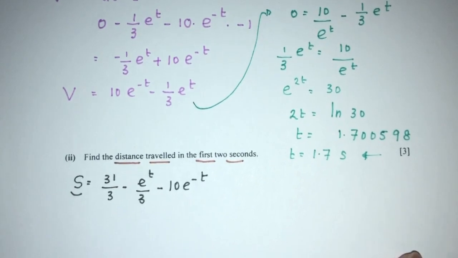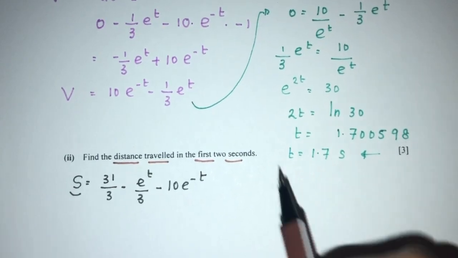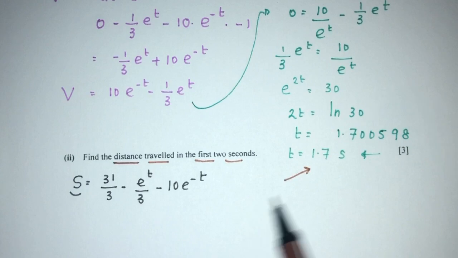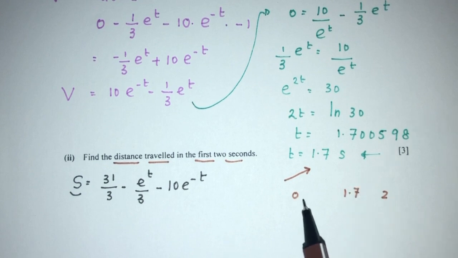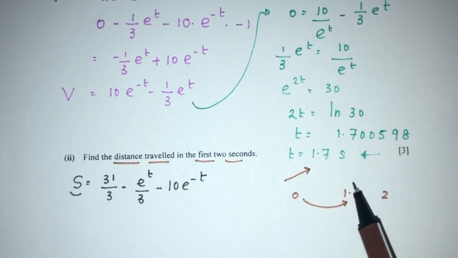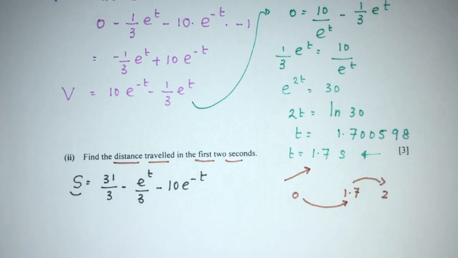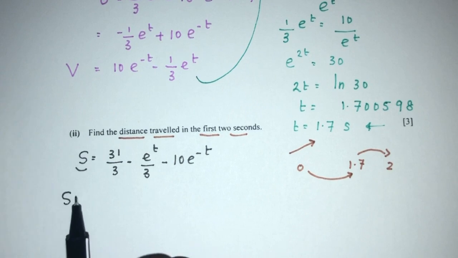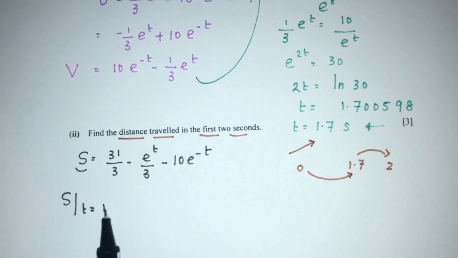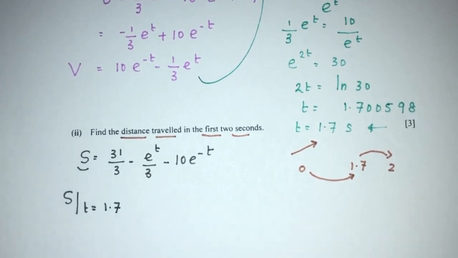Now because we know that the particle P comes to rest at this value, which is between 0 and 2, 1.7 is somewhere over here, right? So we have to find the distance traveled in 2 stages. First stage, let's find the value of s when t is equal to 1.7. Let's see what happens for that.